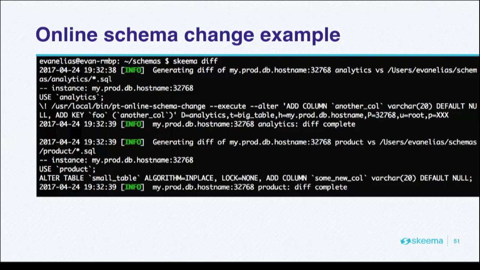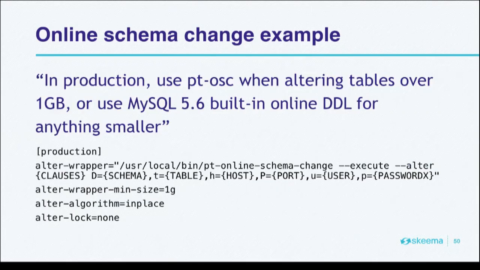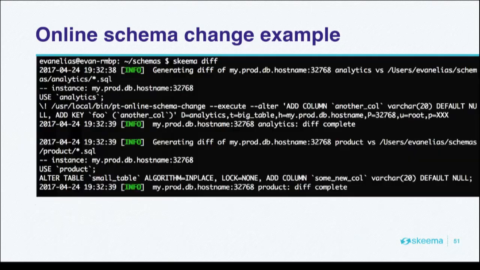And then for a smaller table, it's just doing an alter directly, but using that algorithm equals in place, lock equals none that were specified in the config here. And the tool is smart enough to know that for larger tables not to apply these, because they don't make sense to include in the alter given to pt-osc, because then you'd be trying to do online schema change twice.